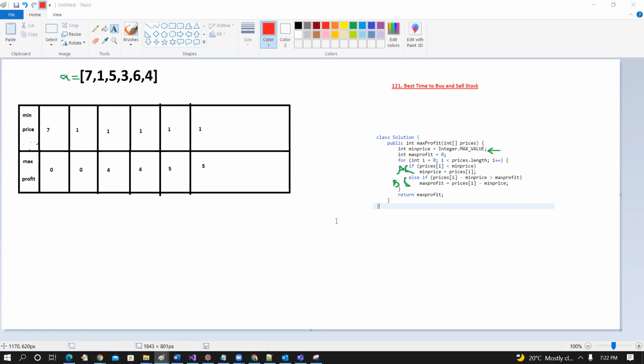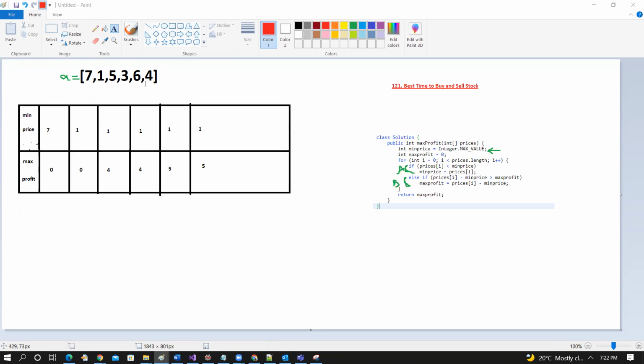Here today we will be looking into LeetCode problem number 121, which is about the best time to buy and sell a stock. Suppose we are given an array with different values. What we need to do is work out what the profit is going to be if we consider these values.